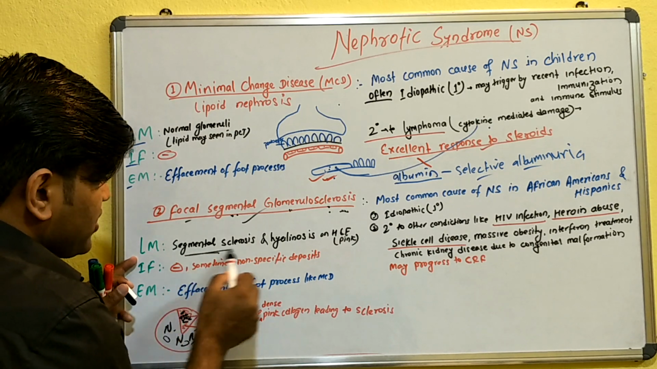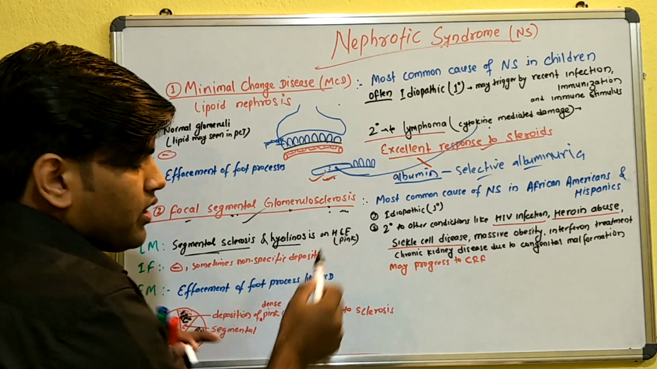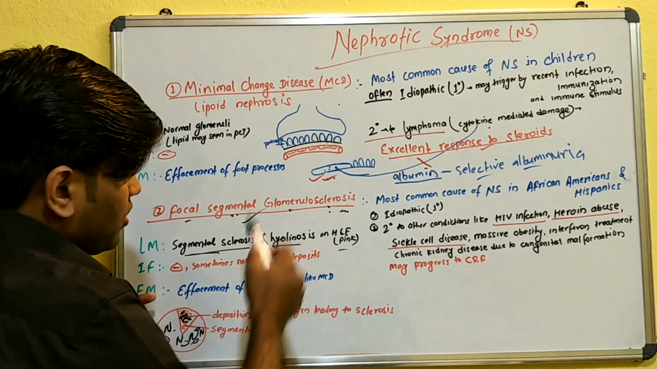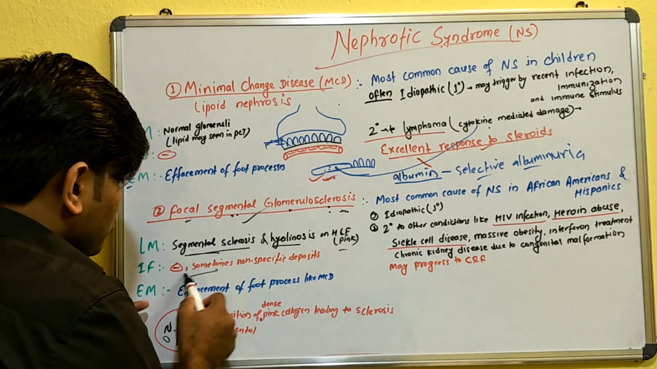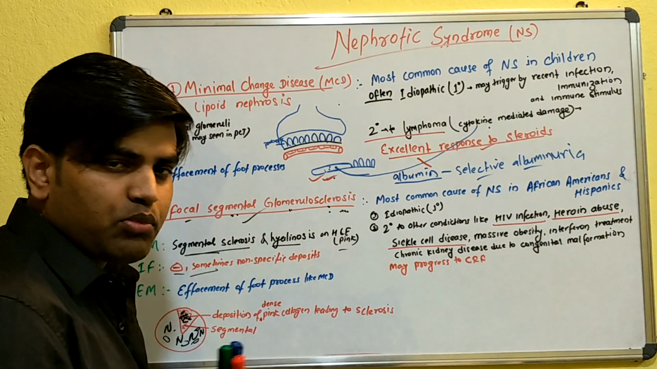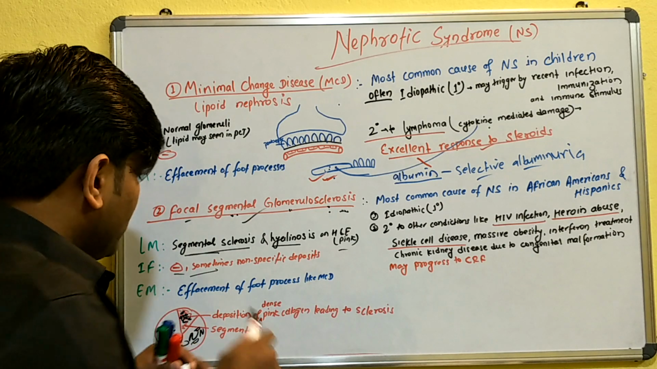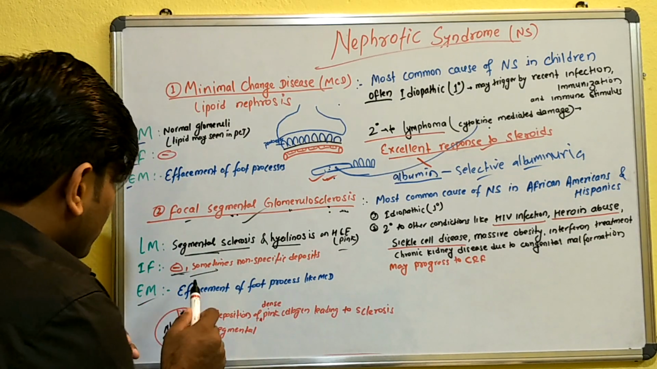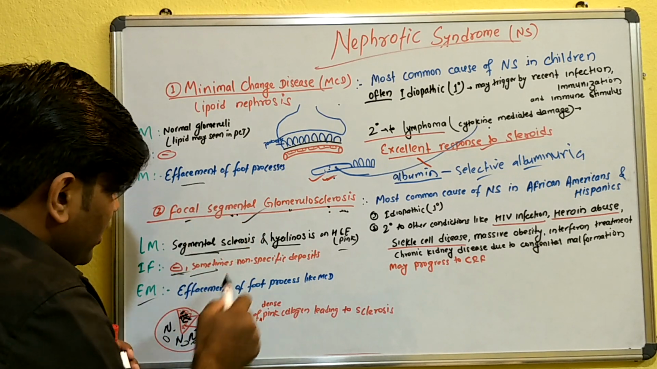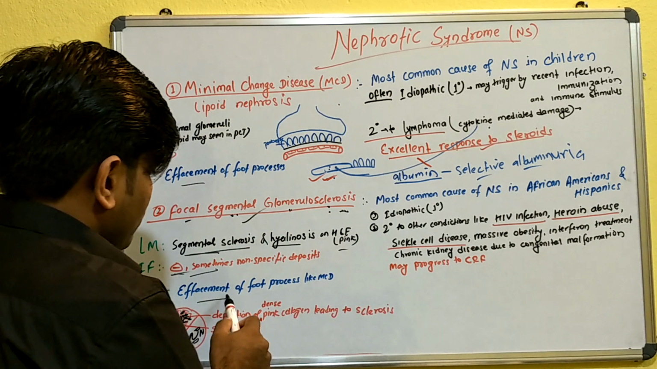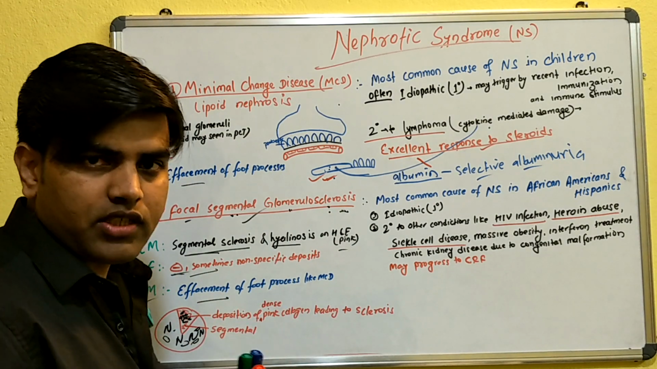Light microscope finding will be segmental sclerosis, hyalinosis on H&E stain, that is the pink stain. Immunofluorescence, since there is no immune complex deposition, will be negative. Sometimes there may be some non-specific deposits, but you don't have to remember that for USMLE. You just remember immunofluorescence is negative. Okay. Now coming to the electron microscope. The electron microscope shows the same finding as minimal change disease, that there is effacement of the foot processes, like minimal change disease.